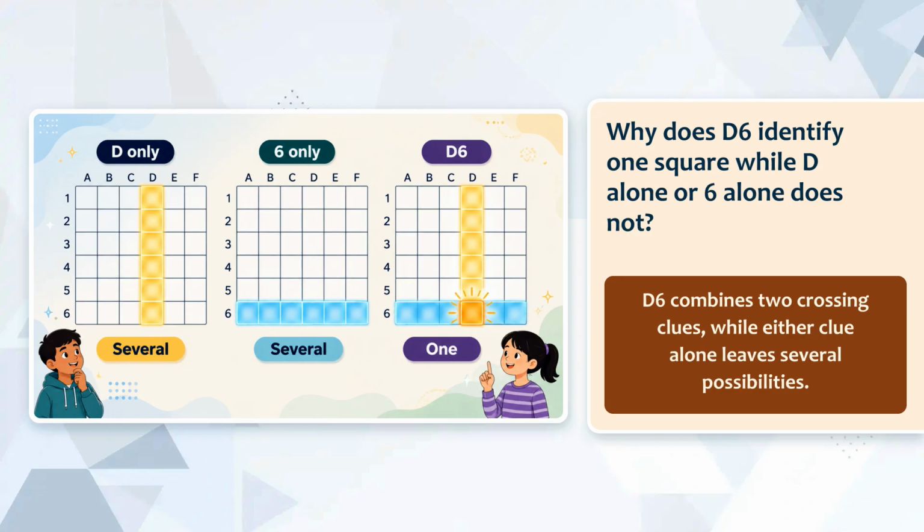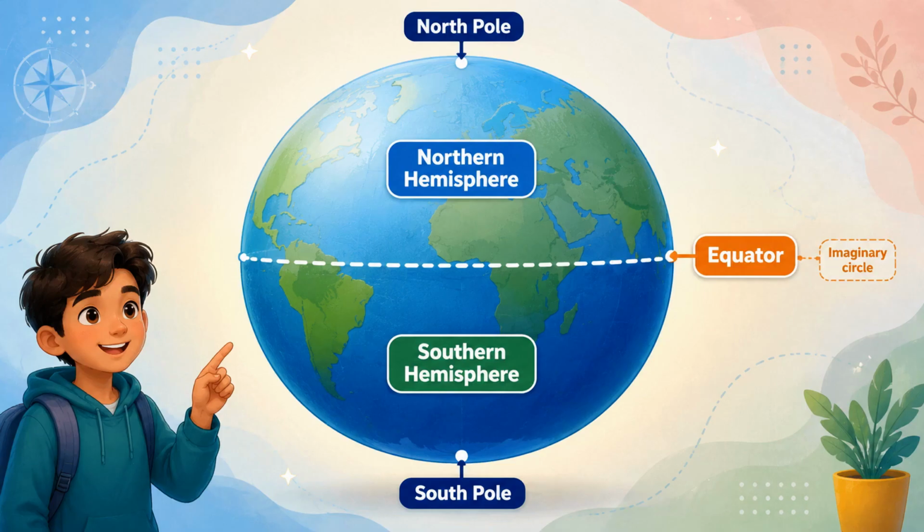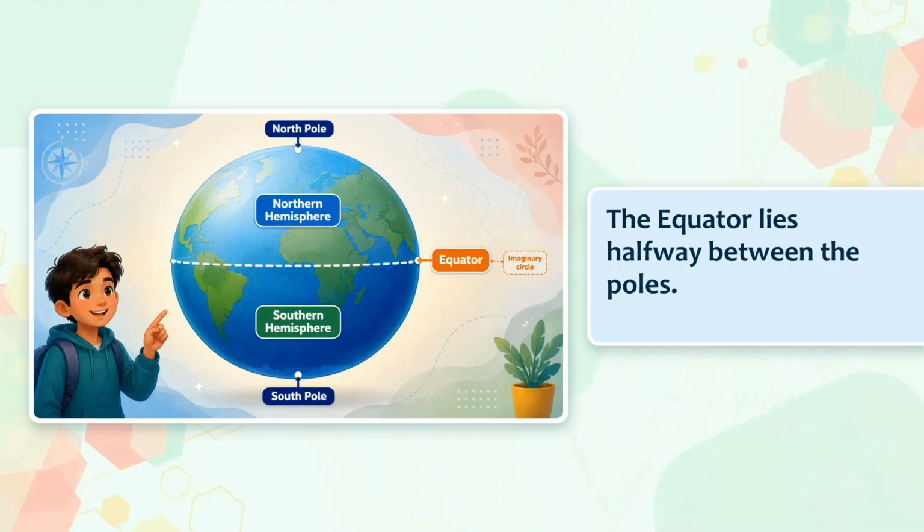Next, we will identify the equator and the two hemispheres on a globe. The equator is an imaginary circle halfway between the poles. It divides Earth into the northern hemisphere above it and the southern hemisphere below it. The equal halves reveal the circle's defining position.